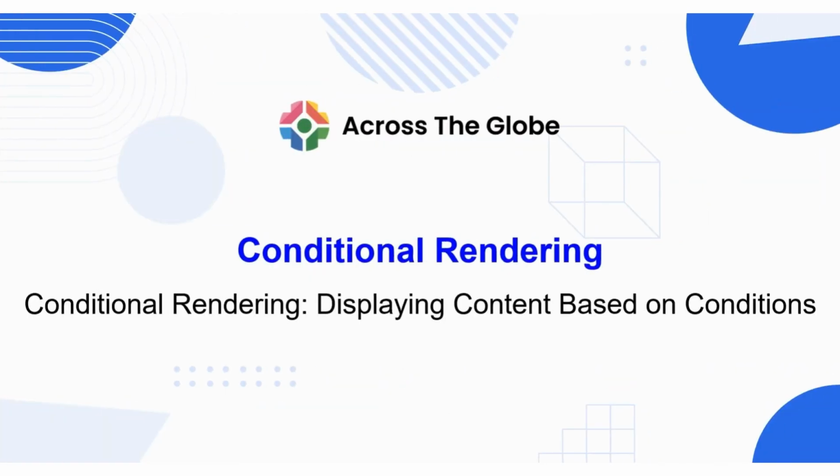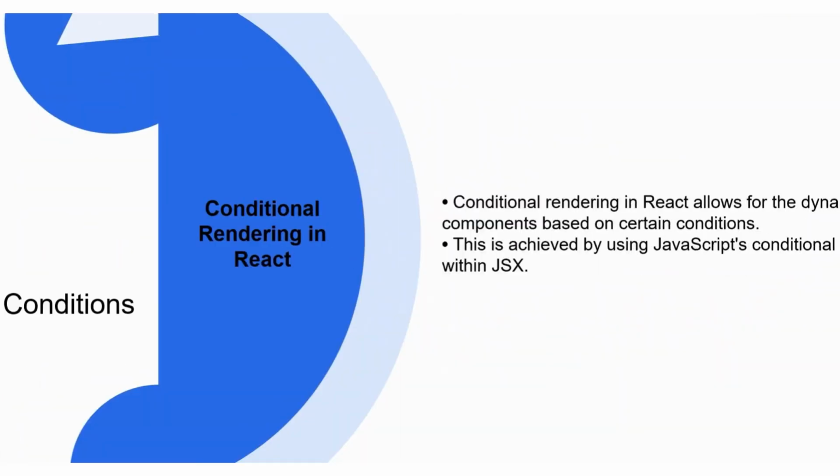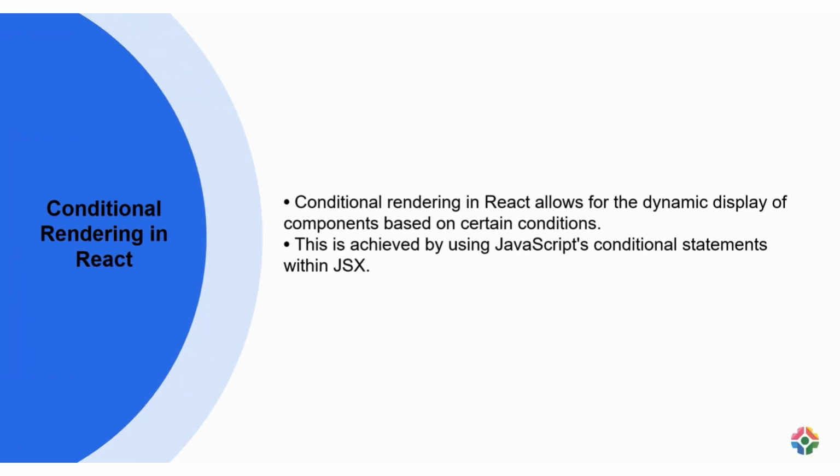Today we will learn about conditional rendering. Conditional rendering in React is a technique that enables components to be shown or hidden based on certain conditions. By incorporating JavaScript's conditional statements like if, else if, and else directly within JSX, components can be rendered dynamically.